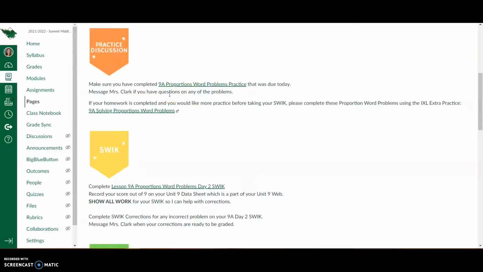And if you'd like some extra practice on word problems before you take your SWIC, feel free to click here on this link to IXL and it takes you to more practice on word problems with proportions.